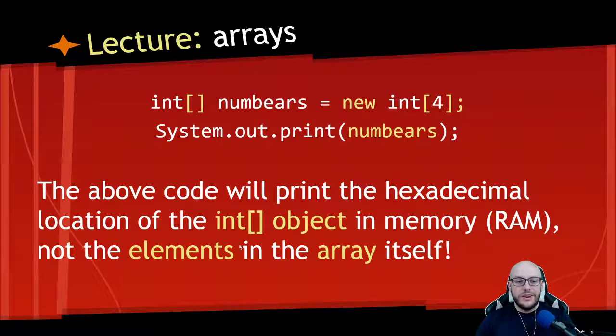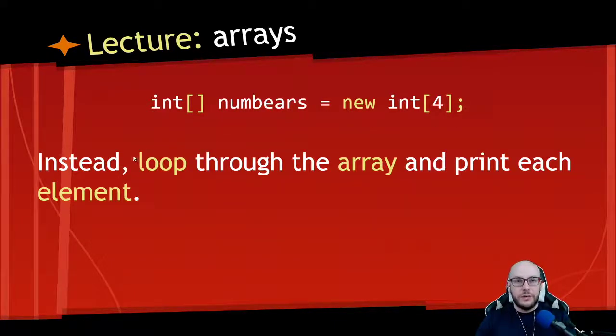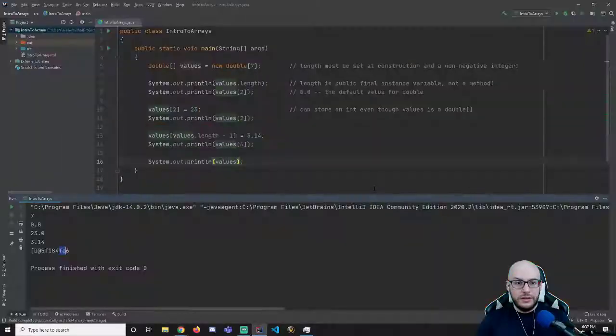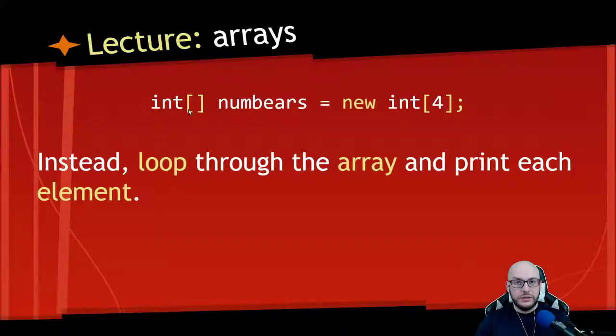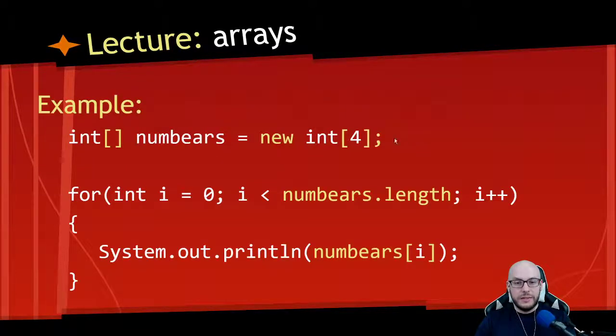Okay, so that's annoying, right? Well, in order to do this, what we're going to need to do is loop through the array, much like we did with the string. Keep in mind that each individual index is an integer. This is an integer. It's a calculation, but we get an integer out of it. So these indexes are integers. We've seen something similar with strings. Instead, we can loop through the array and print each element individually.